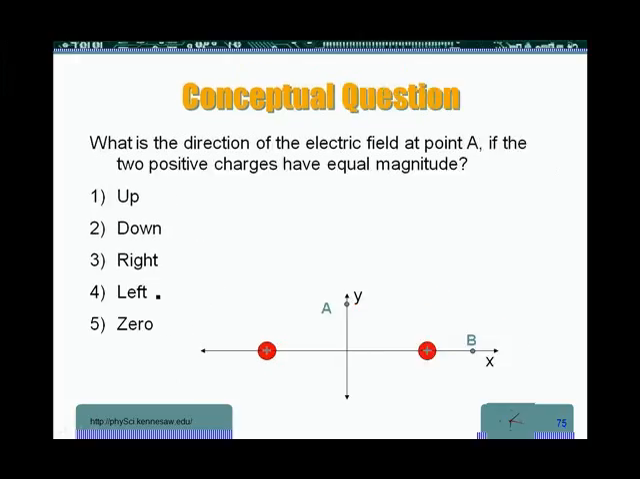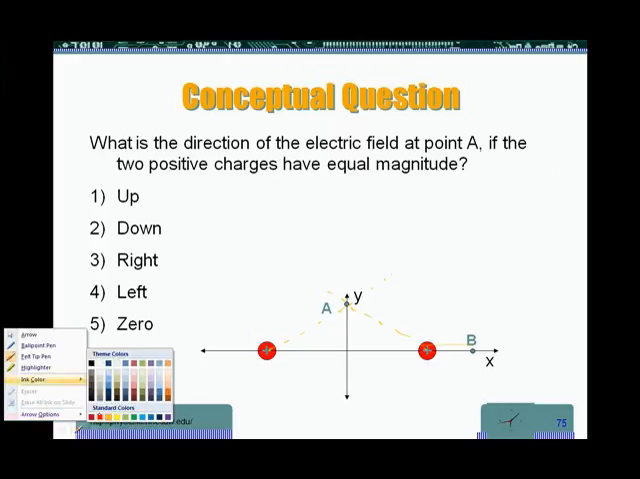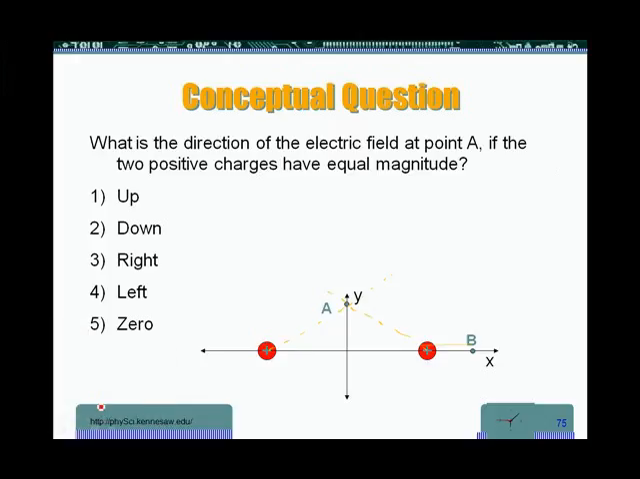Okay, what about here when we have two positive charges of equal magnitude? Okay, now if we have two positive charges, drawing the line joining the charge to that point, and then drawing the electrical field. It's away from the charge, so due to the charge to the left, it's going to point this way. Due to the charge to the right, it's going to point this way.